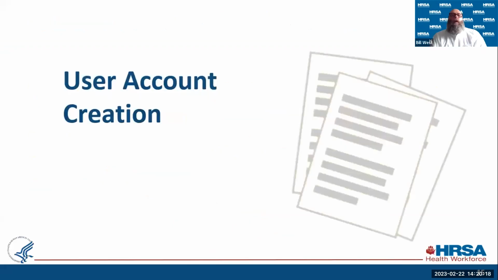Great. Well, now let's switch gears and talk about the user account creation process. We get a lot of questions about that. We mentioned earlier that each user must have their own individual user account, and there are three steps to creating a user account. First, you create the user account request, then you identity proof the user, and lastly, you approve the user account. Sam's going to walk us through the process. Next slide.